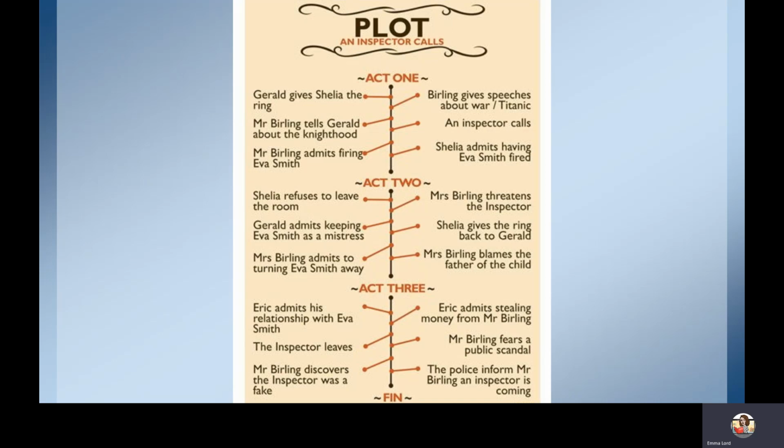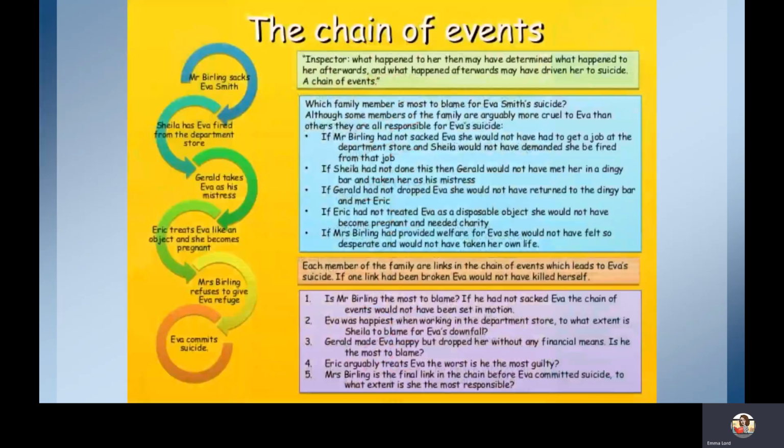So we see Mr. Birling fearing a public scandal. Gerald is very intent on proving the point that the inspector wasn't real, and he calls in a favour at the station for that. They think he's fake, and then of course this wonderful ending where they receive the phone call saying that a girl has just died and that an inspector is coming. Wonderful plot twist. So let's talk about this in a bit more detail.